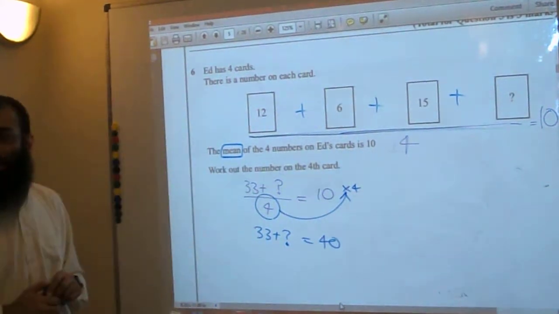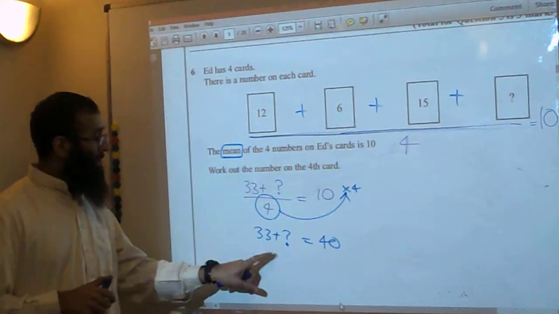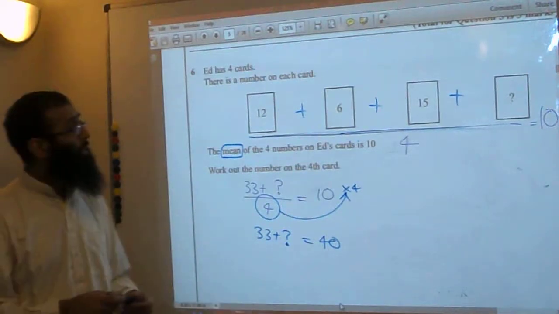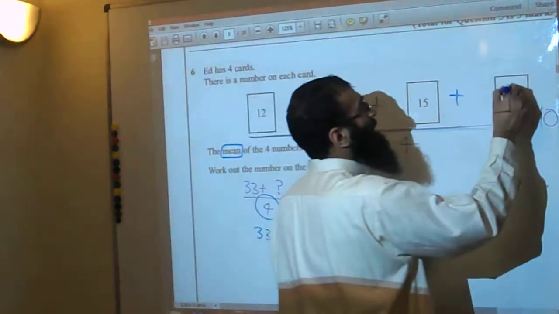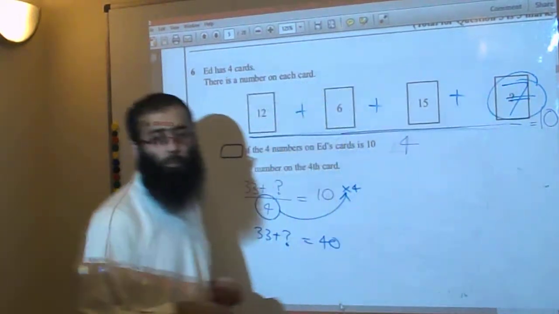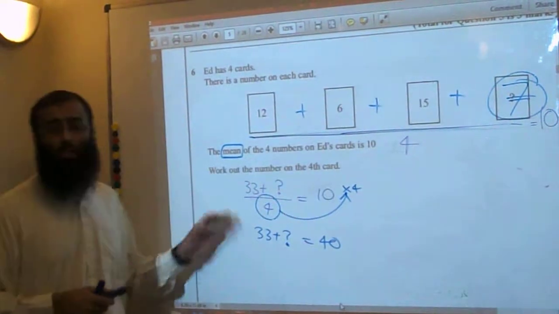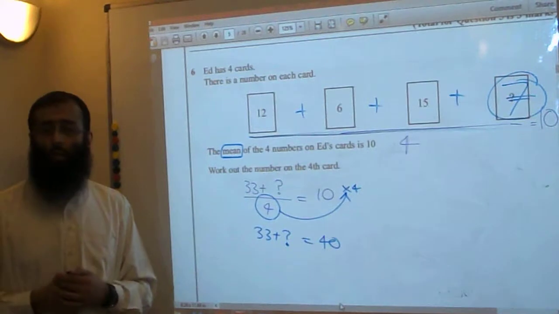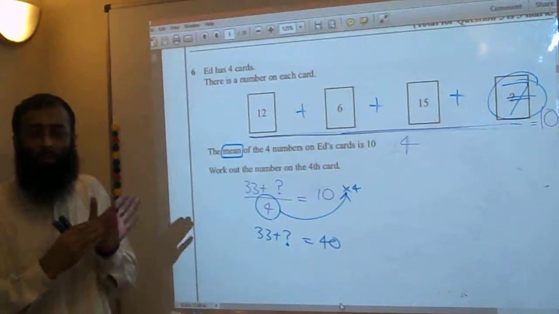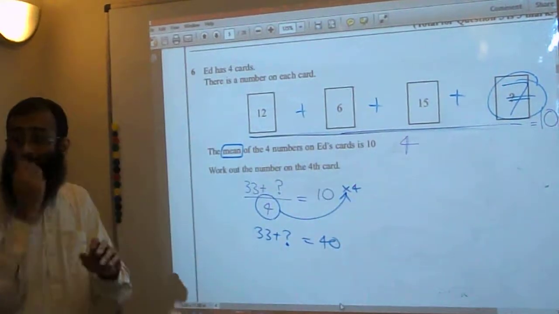And as Rami said earlier, the number is 7. Now it's more clear. The number is 7, because 33 add 7 is 40. So we can say quite confidently that this number is 7. Okay, done. We call this question a reverse mean question because it's to do with the mean calculation, but you're working backwards. They've given us the answer and you've got to work out part of the question.